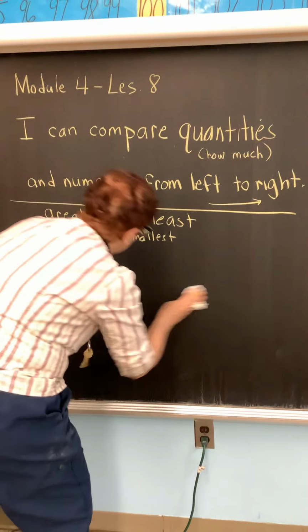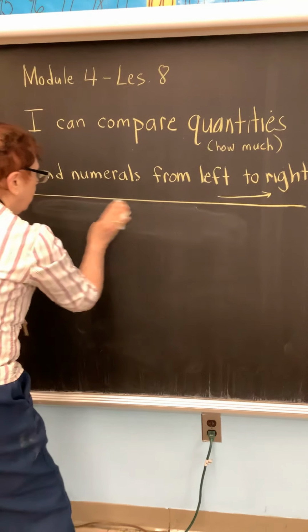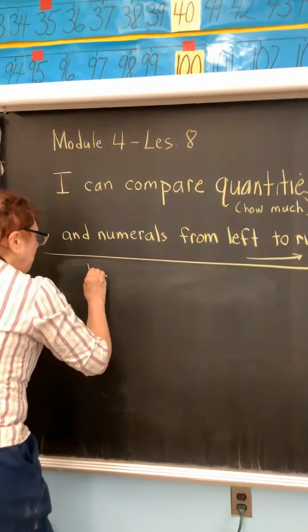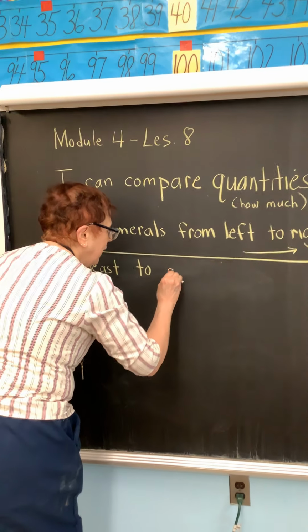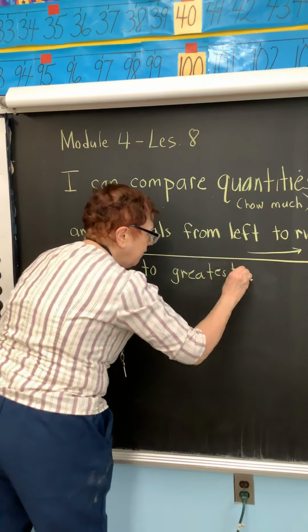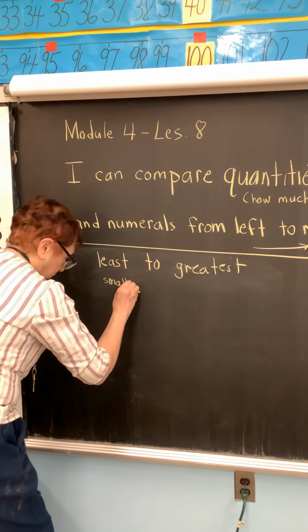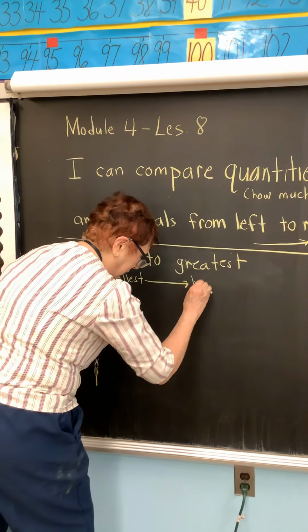Okay. I'm going to take this away because I don't want you to get confused, okay? So now, what if they say, arrange these numbers from the least to the greatest? So what does that mean? That means that this time we're going to start with the smallest number, or the lowest number, and we're going to go to the biggest number.